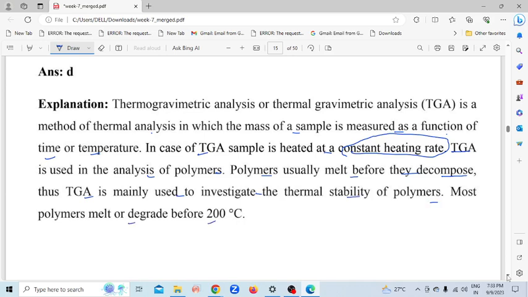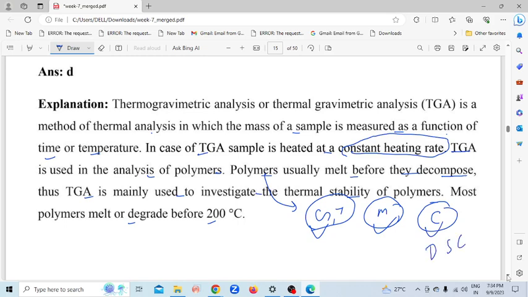For polymers, we can find out glass transition temperature, melting, and crystallization. These are the three major properties of polymer we can characterize, which are glass transition, melting, and crystallization. For crystallization, we measure DSC. But it is also a technique, a higher version, you can say, over TGA and like that.